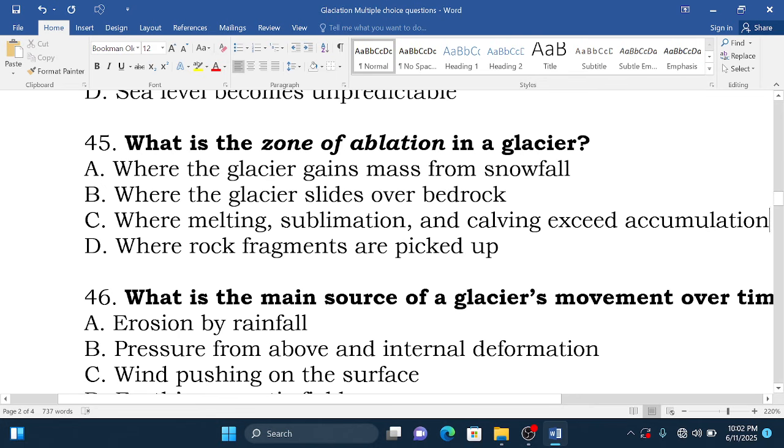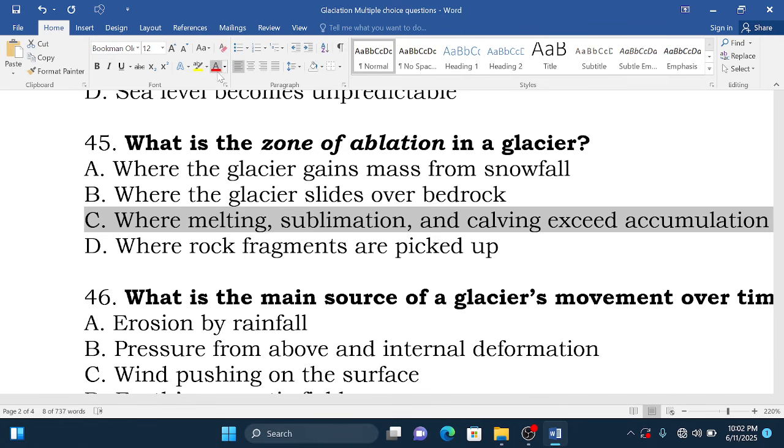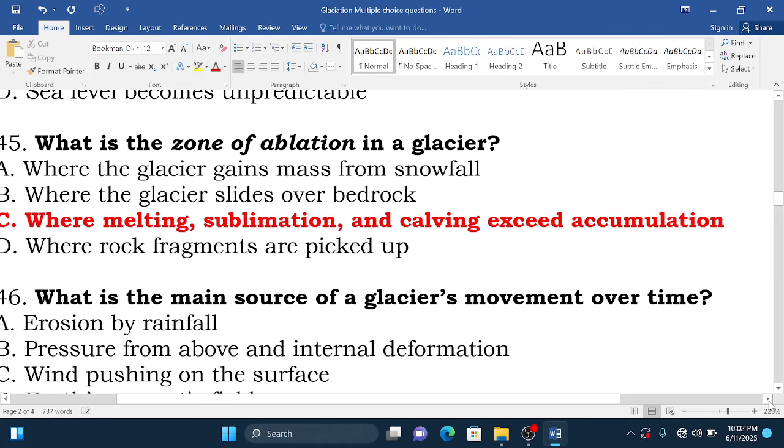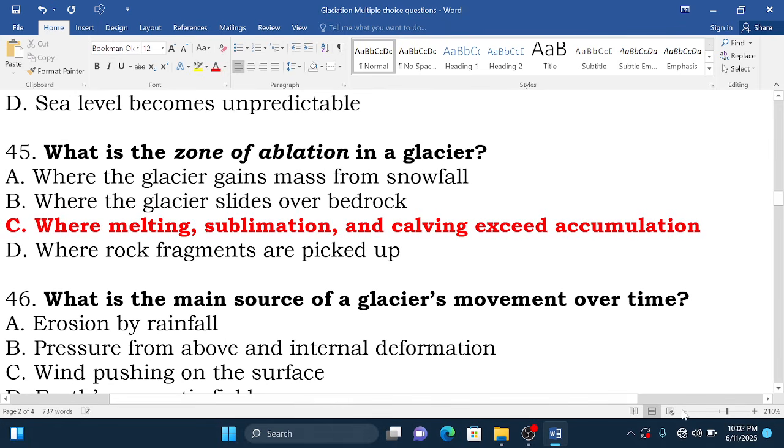The zone of abrasion in a glacier is the zone where melting, sublimation, and calving exceed accumulation. So the correct answer is C. We reach question number 46.